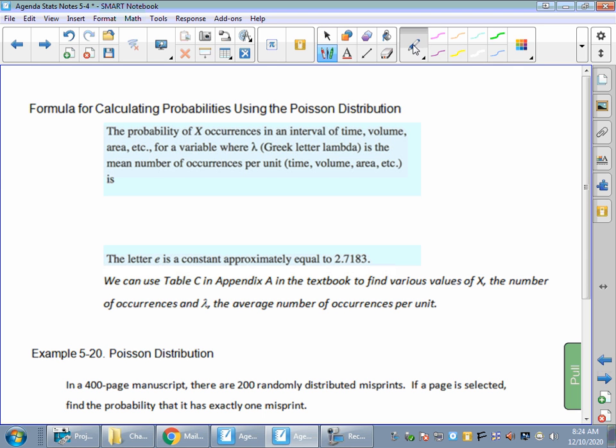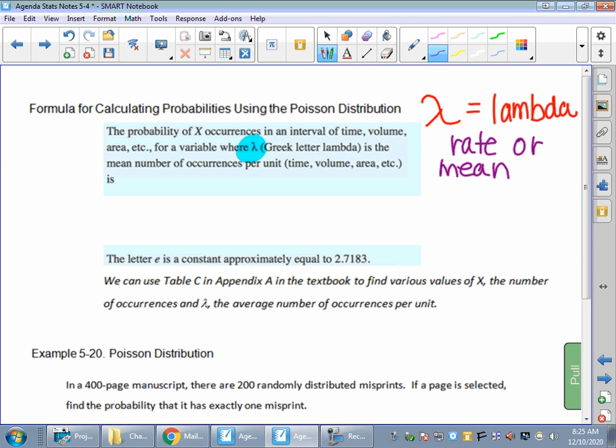So right here, I don't know if you can see it, right there, it looks like that. That equals lambda. And that is a rate or an average or mean number of occurrences. Rate or mean. A lot of times you can figure out lambda is equal to n times p. If you've got that information, that might be helpful.